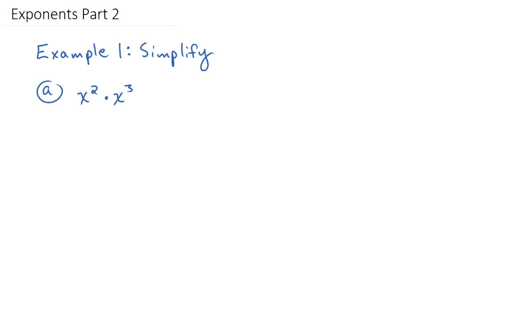So let's say we have example 1 here. Notice how I've changed the directions from evaluate to simplify. Because evaluate means find a value. Simplify just means do what you can to make this expression simpler.